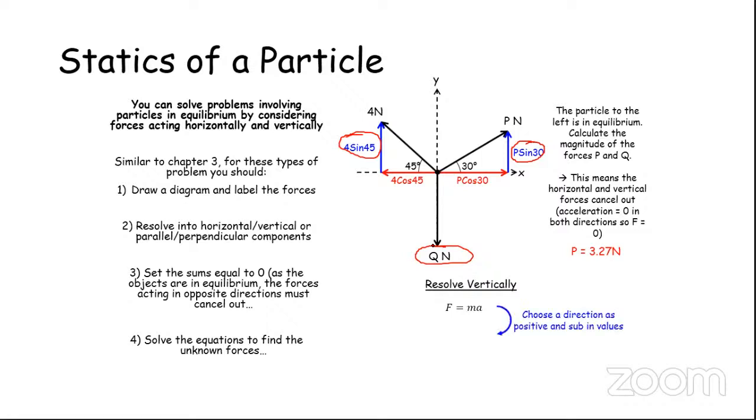So choosing direction, we choose the positive, which is 4 sine 45 plus P sine of 30 minus Q is equal to 0. Then what do we do next? Since we have the value for P, we just substitute it. We just substitute for the value of P.